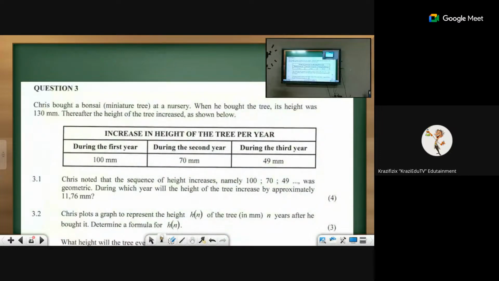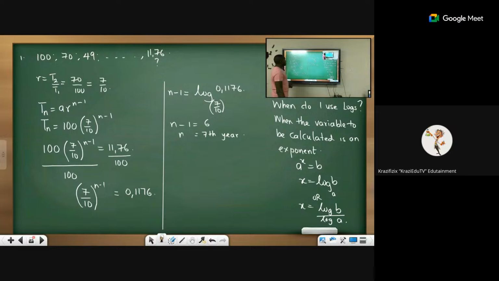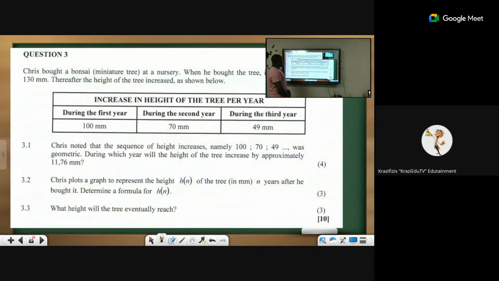Now let's move on. Chris plots a graph. Don't worry, you're not plotting any graph. Let me go to where we have all the questions. Chris plots a graph to represent the height h_n of the tree in n years. Please read the question carefully.